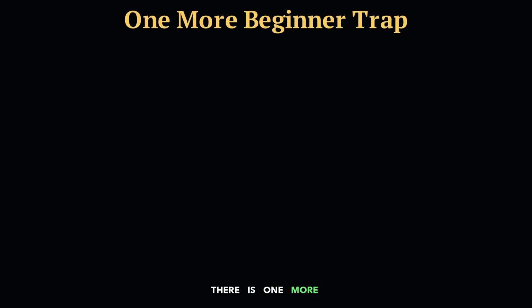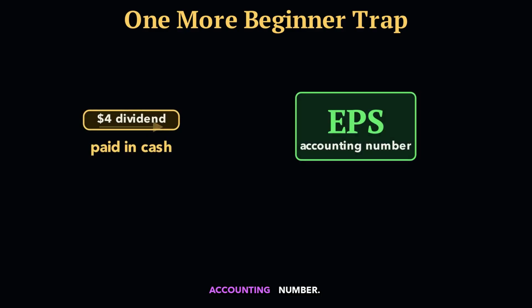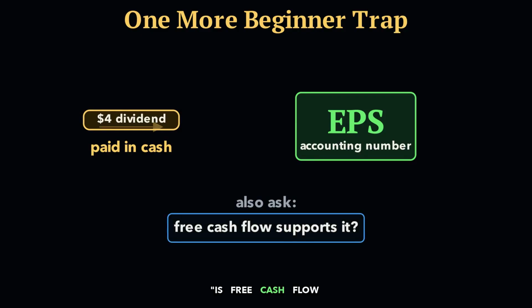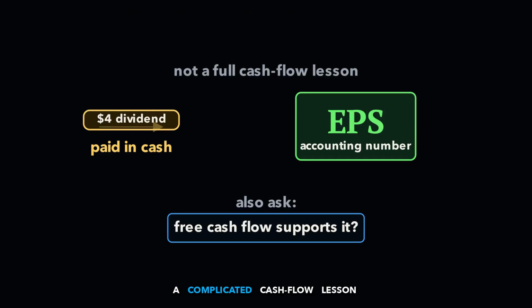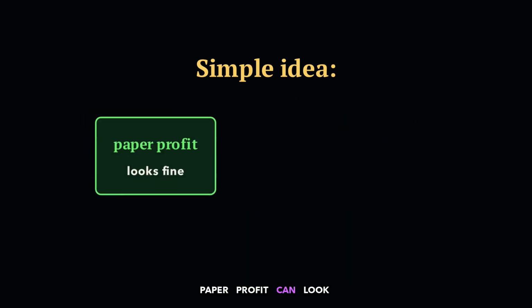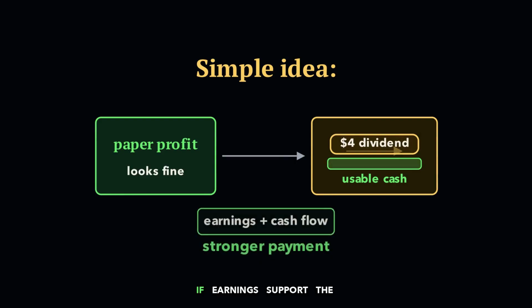There is one more beginner trap. Dividends are paid in cash, but EPS is an accounting number. So payout ratio based on EPS is useful, but it is not the whole test. You also want to ask, is free cash flow supporting the dividend? Do not turn this into a complicated cash flow lesson yet. Just remember the simple idea. Paper profit can look fine, but dividends need usable cash. If earnings support the dividend and cash flow supports the dividend, the payment is stronger.